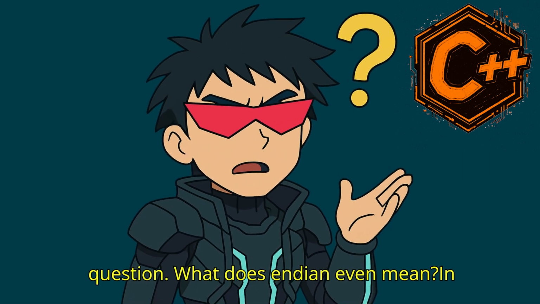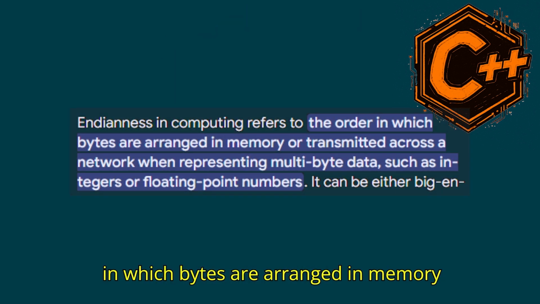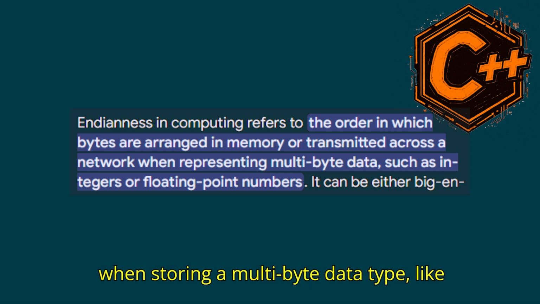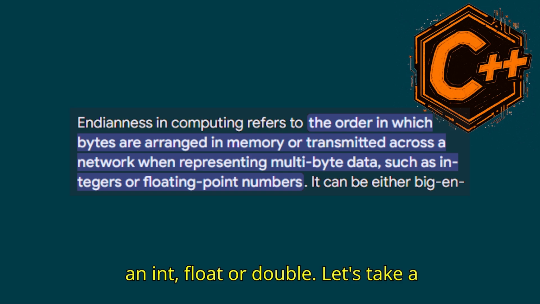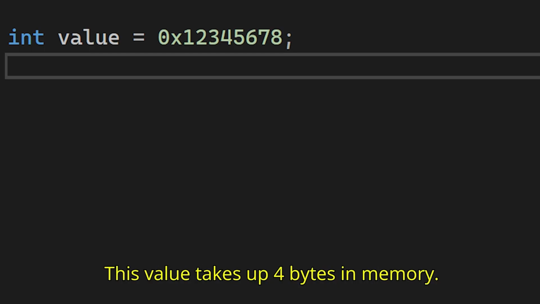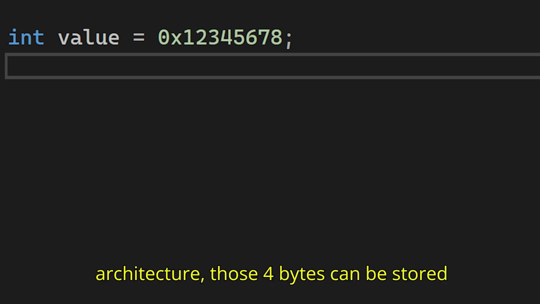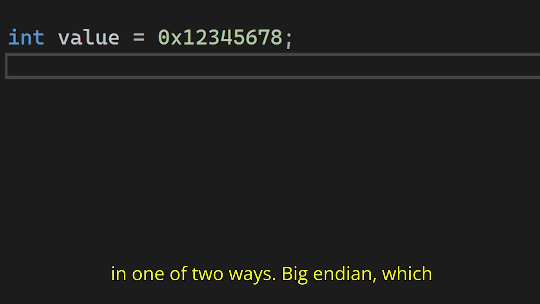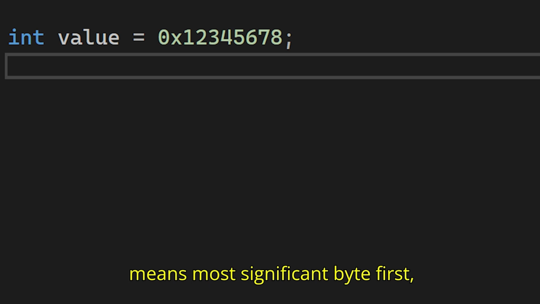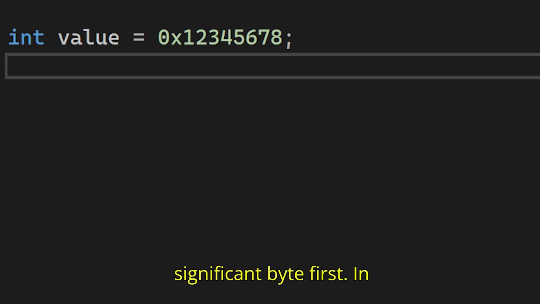What does endian even mean? In computing, endianness refers to the order in which bytes are arranged in memory when storing a multi-byte data type, like an int, float, or double. Let's take a 32-bit integer as an example. This value takes up 4 bytes in memory. Now, depending on the system architecture, those 4 bytes can be stored in one of two ways. Big endian, which means most significant byte first, and little endian, which means least significant byte first.